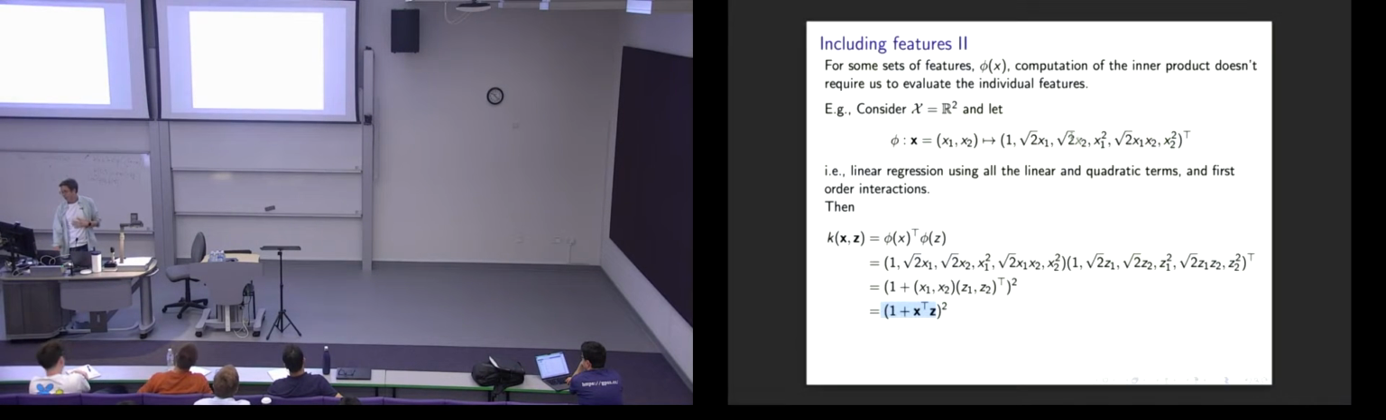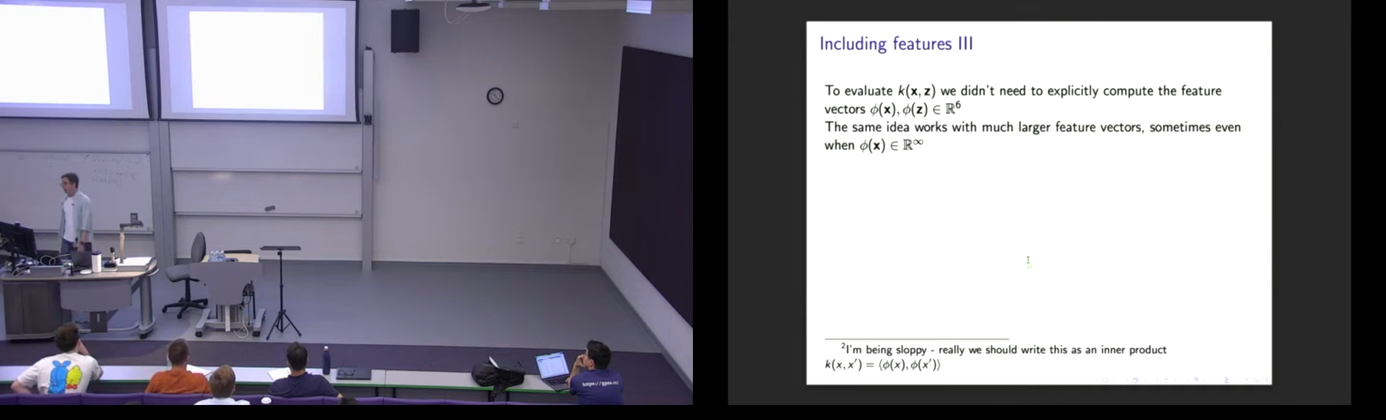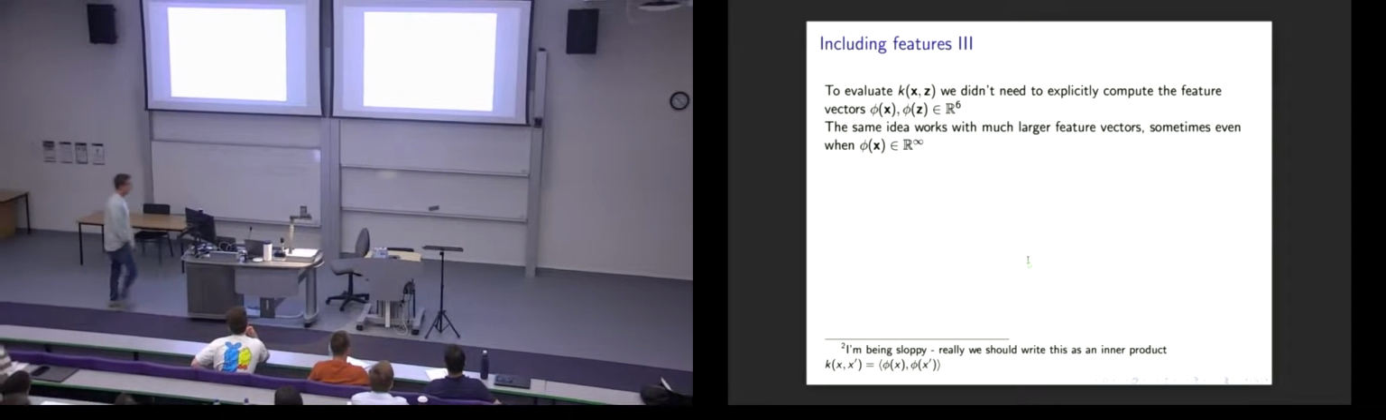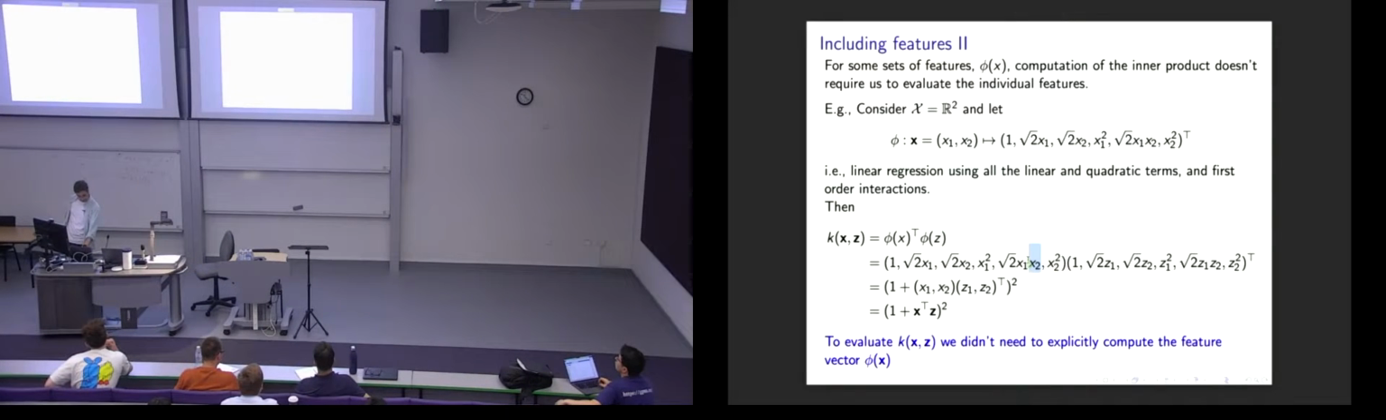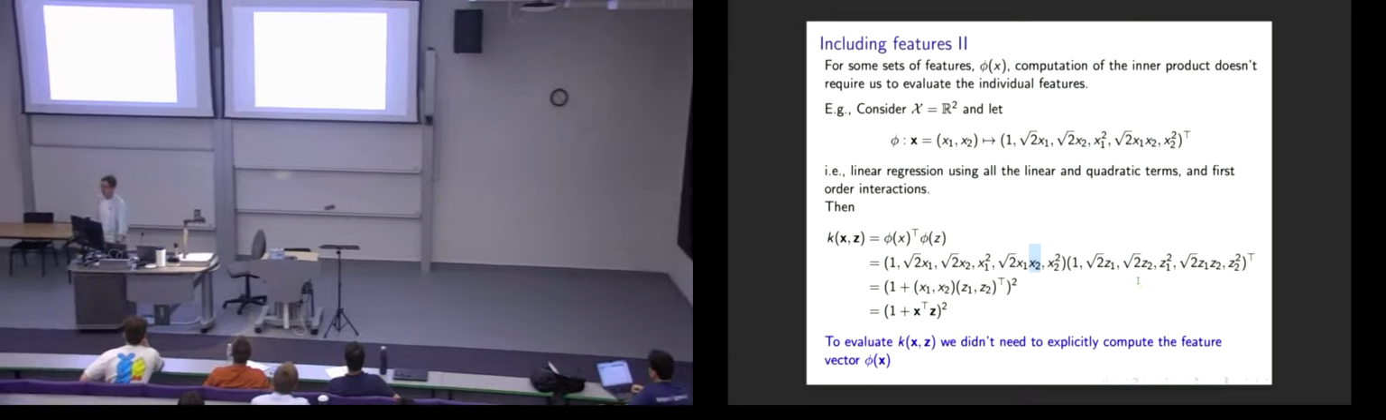Here we've got 1, 2, 3, 4, 5, 6 features, so not many. And the key thing is, to compute k, we didn't need to explicitly compute the feature vector. All I had to do was this thing here. I didn't need to compute what x1 squared was, or what x1 x2 was. Yes, go on. Oh, it's just another x, I'm sorry. My x prime from before. Sorry, yeah, just a different label for the other input.